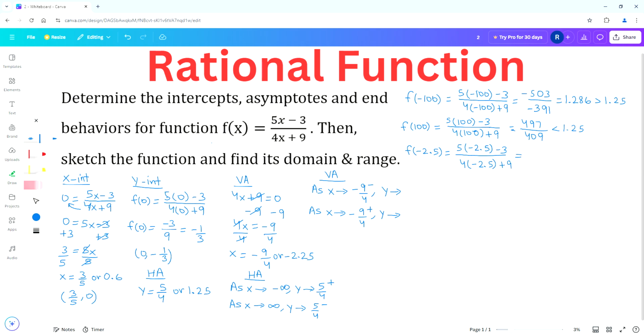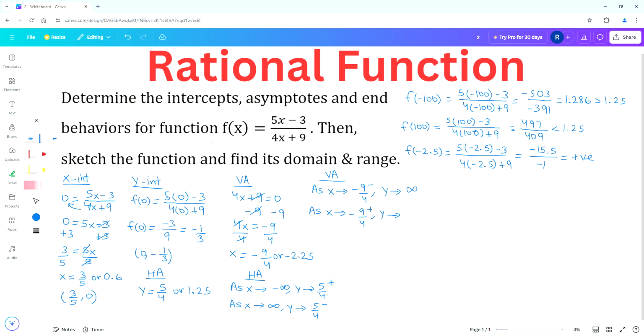The value of the expression in the numerator is negative 15.5. The value of the expression in the denominator is negative 1. The overall value is positive. That means on the left side of the vertical asymptote, the graph approaches positive infinity.